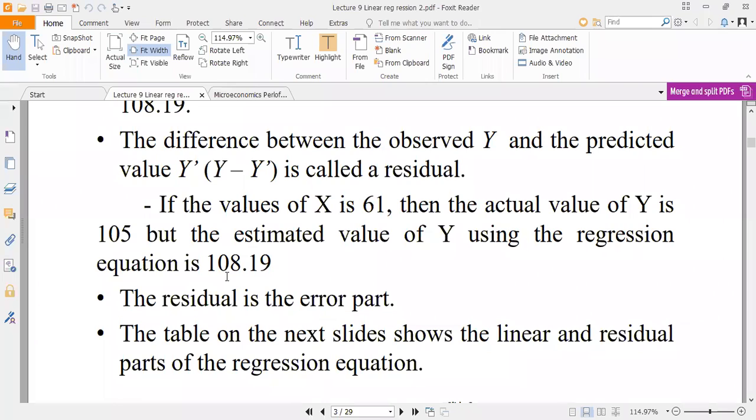So if you are asked to find a residual, you have to do it for all the observations. You go to the table, I think we had like 10 observations. So you do it for all the observations. When you pick the value of x, you go and put it into the regression model, find the estimated y, then you just find the difference between the actual and the estimated.